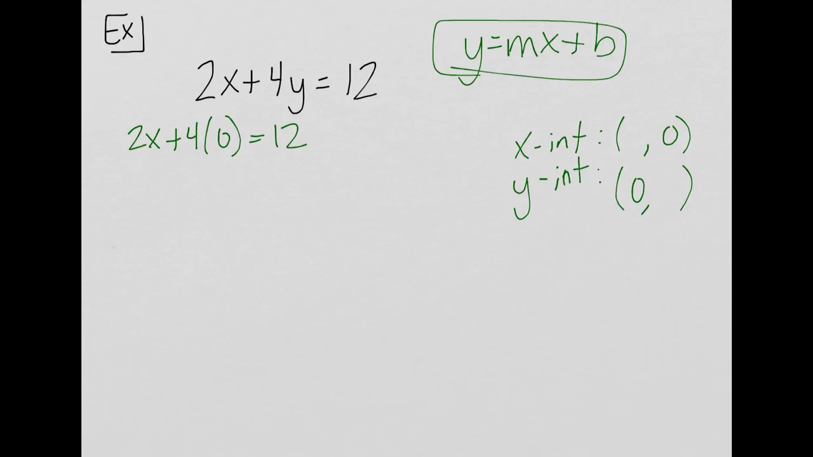Well, what's 4 times 0? Hopefully you know that's 0. It's going to knock itself out. So what we're really looking at is 2x equals 12. That's why we like 0. Divide by 2. So x equals 6.